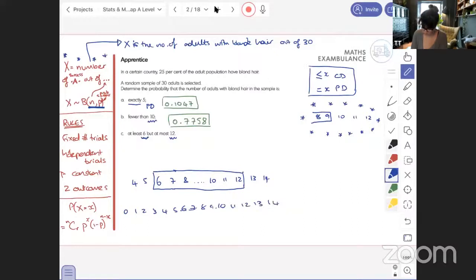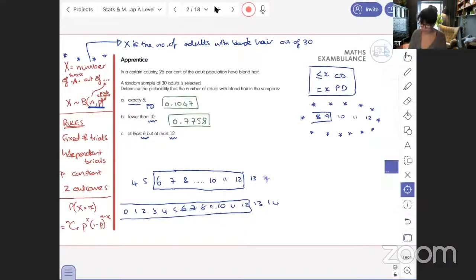I could put this in the calculator. CD is where you want less than or equal to. So in this one, we did use CD, but only because we looked at this number line and realized that fewer than 10 is actually less than or equal to 9, okay? So less than or equal to 9 is what they're asking for here.